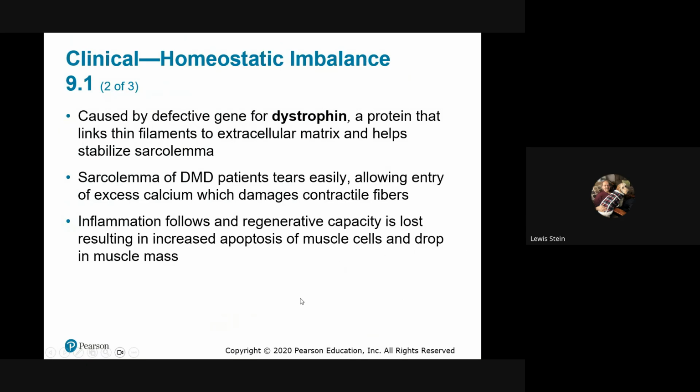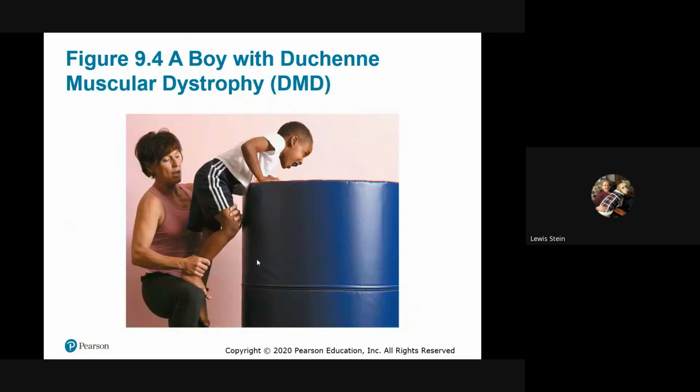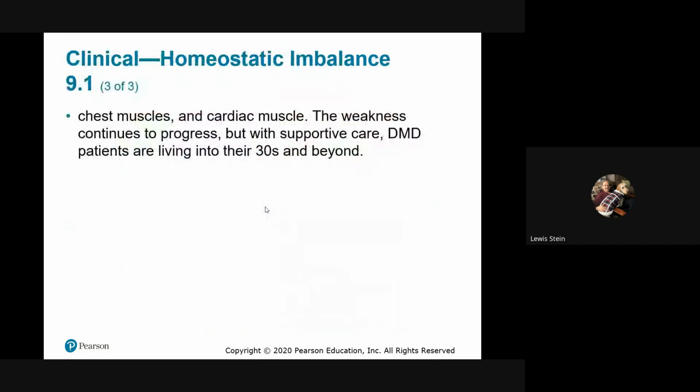Just be aware of the disease. Be aware that it's mostly in males, and that's because it's sex-linked. That's the reason it's mostly in males. Sex-linked is what's called recessive. And they always show you this kind of illustration. It's very troubling. It progresses with supportive care. Patients living in their 30s and beyond is beginning to improve.